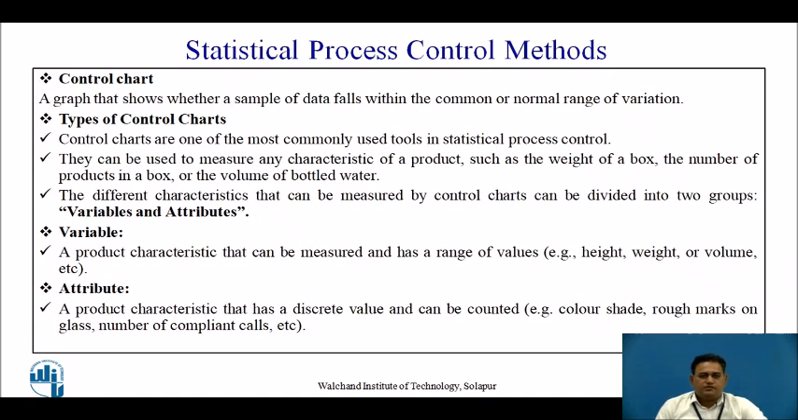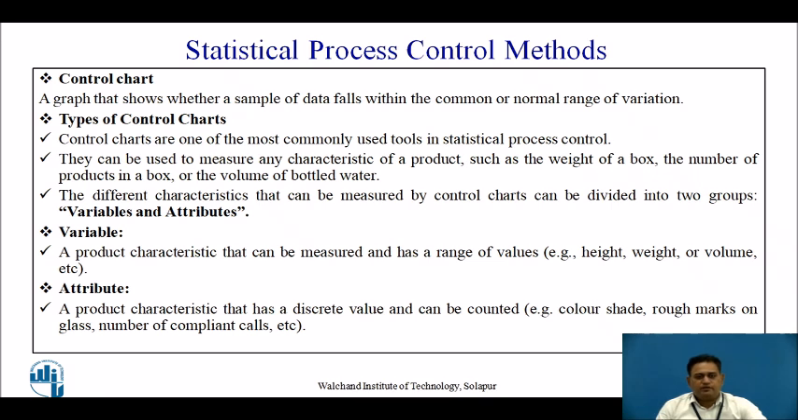The statistical process control methods. Basically, this particular section deals with the control chart. Here we go with the graphical presentation of the product measurements in terms of variables as well as attributes. These control charts are helpful for making a decision whether the particular product is within the range or not, whether to accept or whether we have to reject.